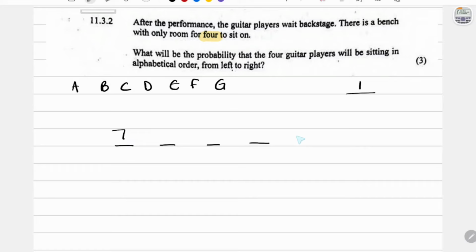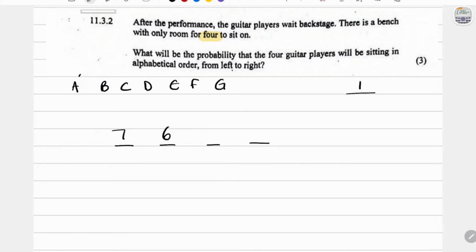So that's 7 choices that we have there. Then, after that first person is seated, how many choices do we have? Like, who could be seated here? Since the first one is already seated, you'd only have 6 choices of guitar players who could sit here.